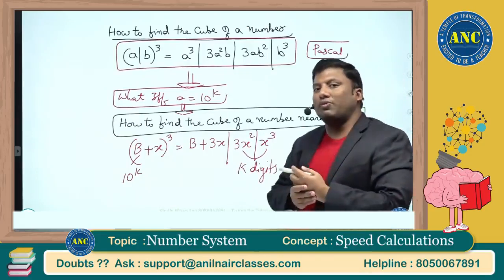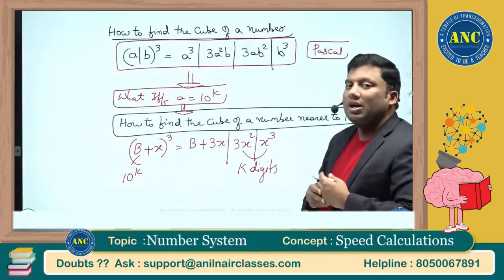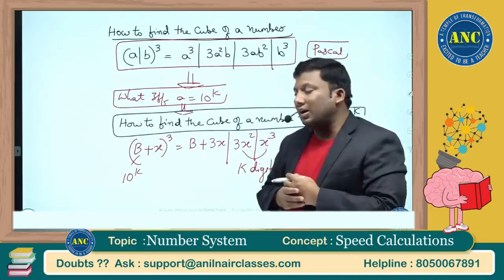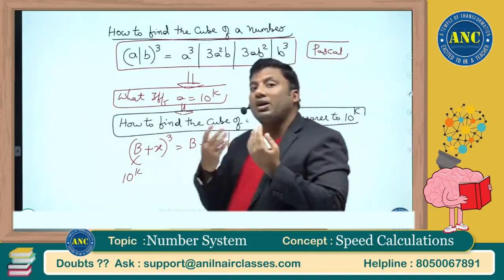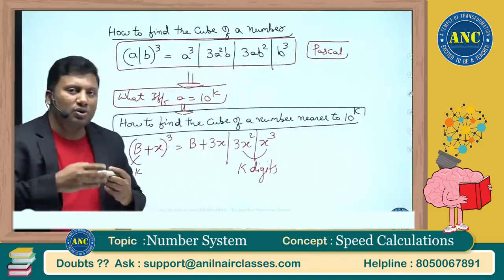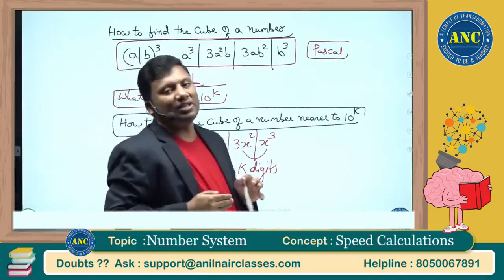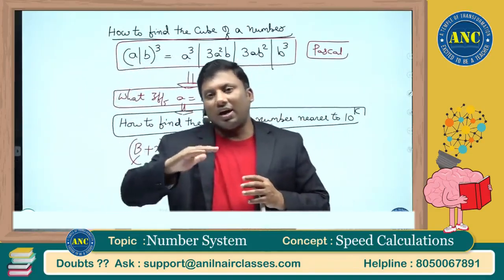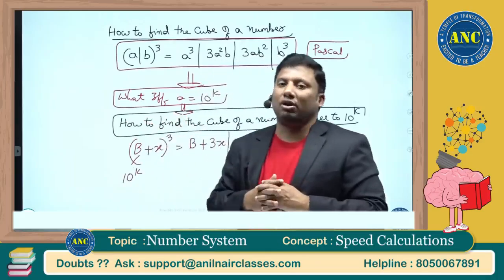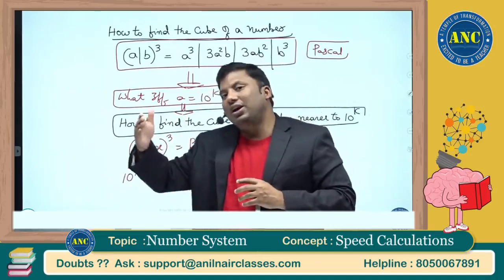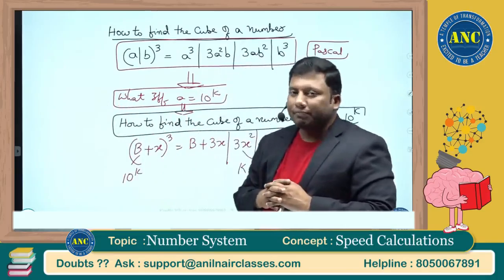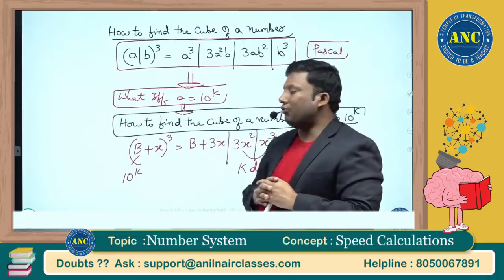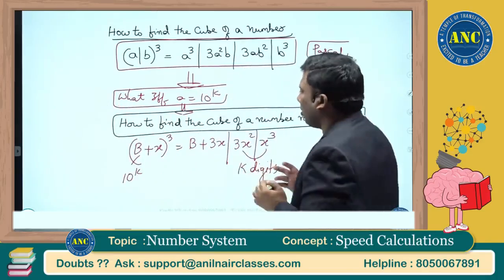It can be used to find 102 cube, 996 cube, 998 cube, 1004 cube and so on. Suppose there is an increment of 4% in the first year: on 100 there is an increment to 104. Like that, it has happened for 3 years. 104 into 104 into 104. You can solve this problem.